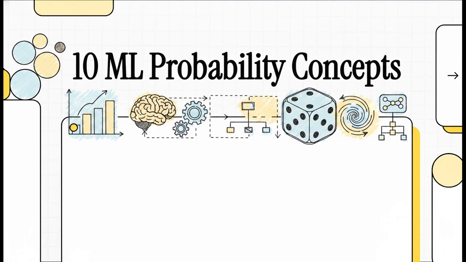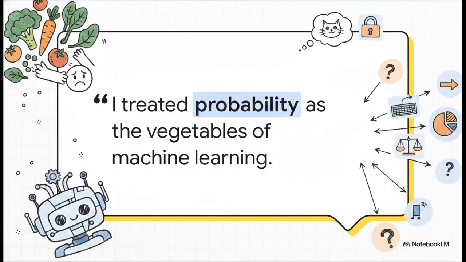Welcome to This Explainer. Today we're popping the hood on the statistical engine that's running inside practically every machine learning model out there. If you've ever felt totally overwhelmed by the math behind artificial intelligence, well, you are in exactly the right place. We're skipping the jargon and going straight to the core of how these models actually make their decisions, breaking it down through 10 foundational probability concepts. Let's get right into it.